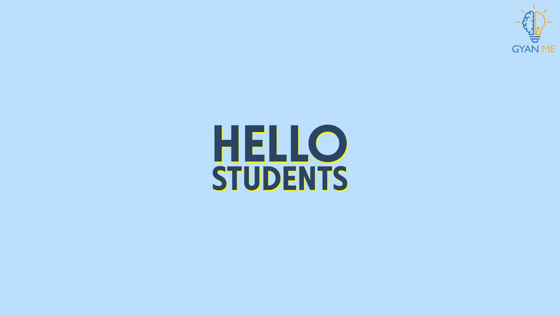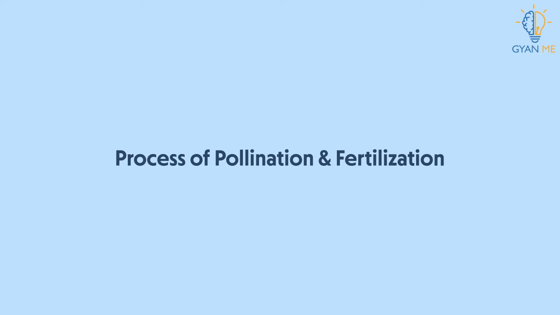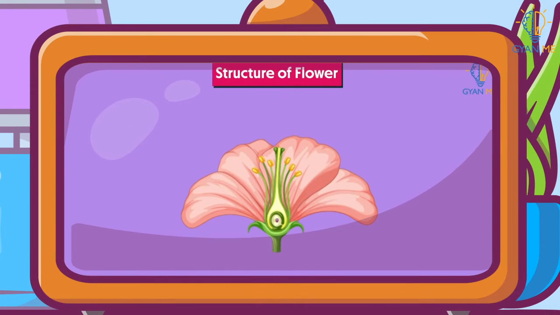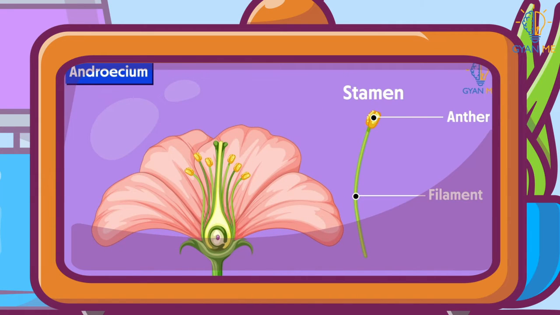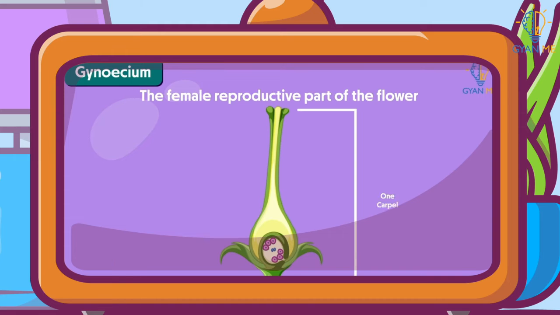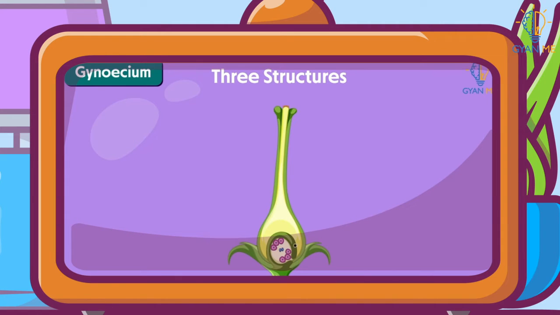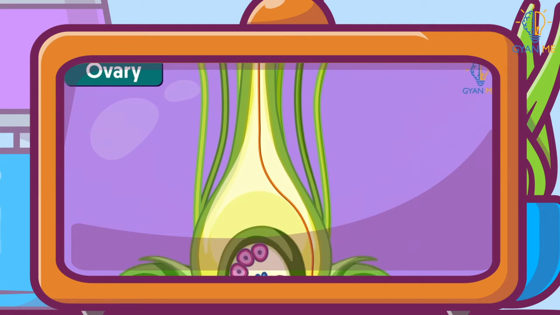Hello students! In our today's video, we will learn about the process of pollination and fertilization. In our previous video, we learned about the flower as the reproductive organ of the plant. It consists of an androecium or stamen and gynoecium or pistil. Each one of them is made up of reproductive structures like filament and anther, stigma, style and ovary respectively.